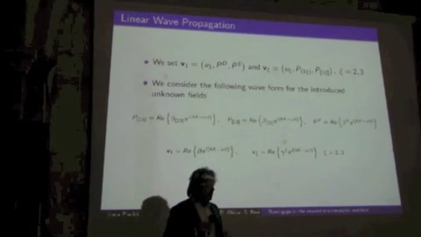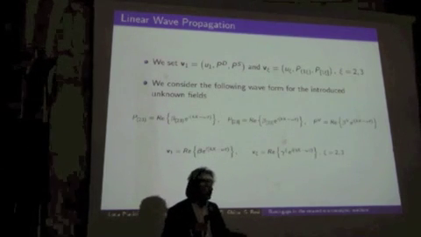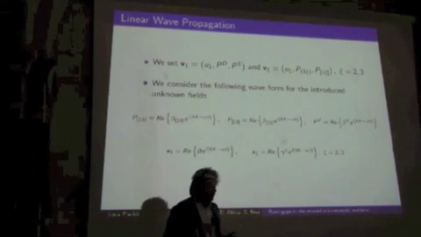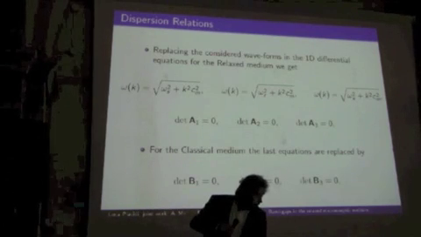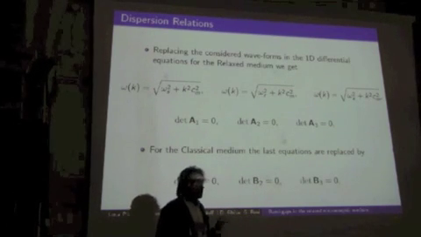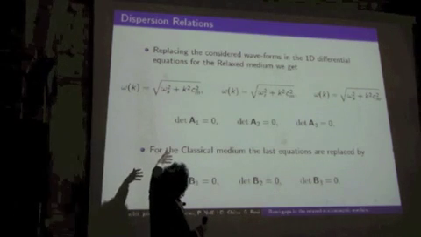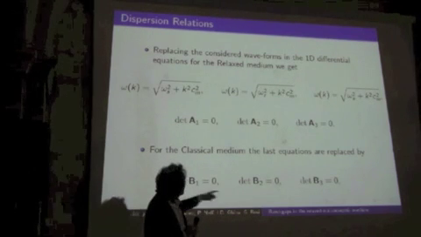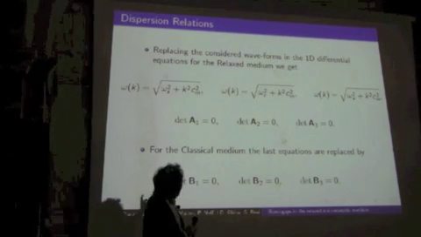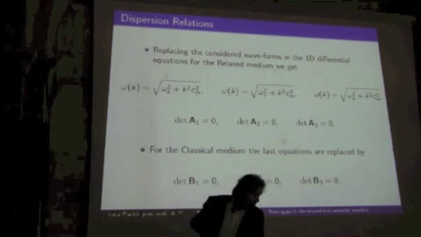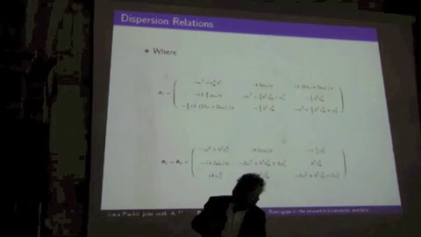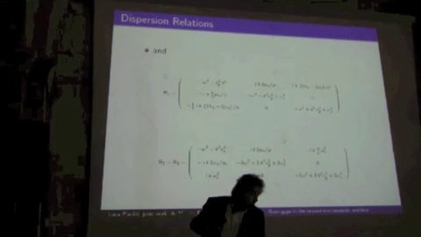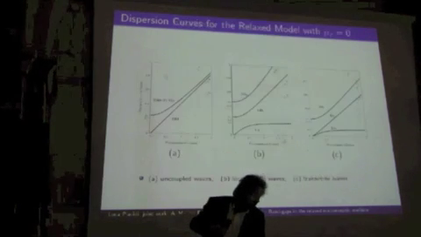If we now define V1, V2, and V3, we can consider a plane wave solution and arrive at the following dispersion relations. The first two lines are the dispersion relations for the relaxed medium. The first line and the last line are the dispersion relations for the classical medium, where the matrices A1, A2, A3 are this one, and B1, B2, B3 are this one. I do not have time to discuss this.